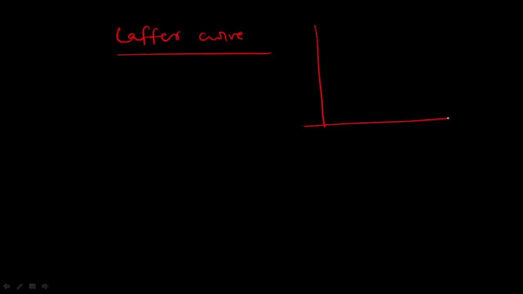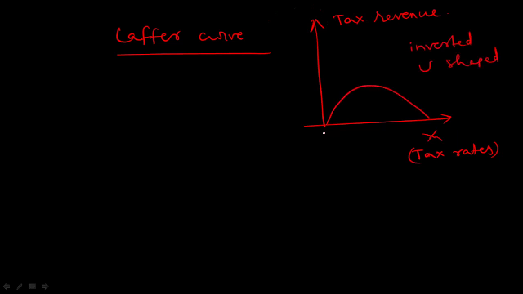Let's see what the Laffer curve is. On the x-axis we have tax rates, on the y-axis we have tax revenue. This is an inverted U-shaped curve. Basically it means that when tax rate is 0, government will not get any kind of tax revenue. Again, when tax rate is, let's say, 100%, it means that government will get the entire income. So we are talking about income taxes. Income tax is 100% means that government will be taking your entire salary. You will have 0 rupees to spend.